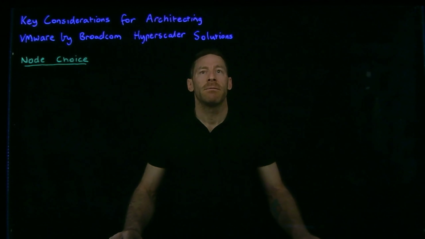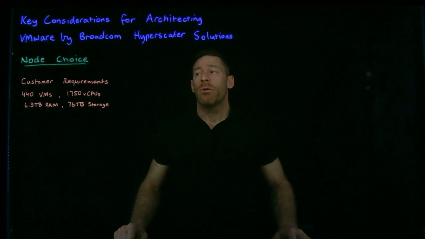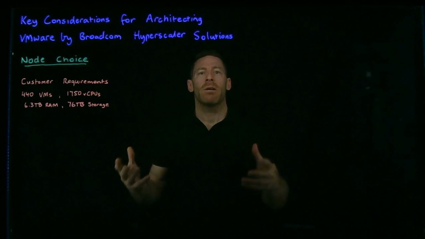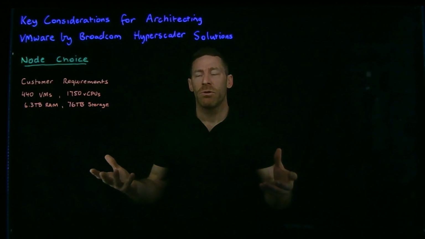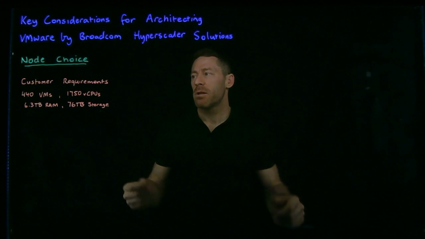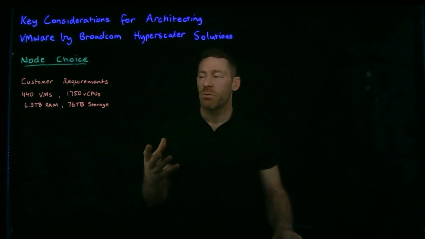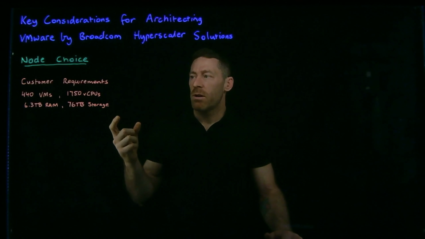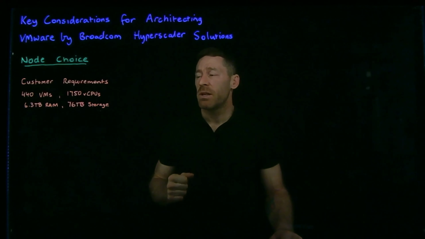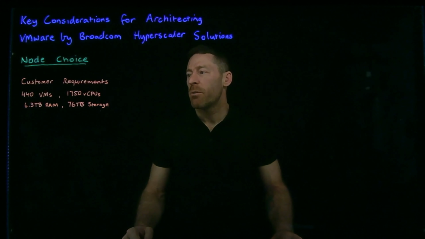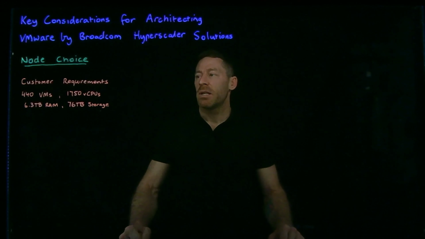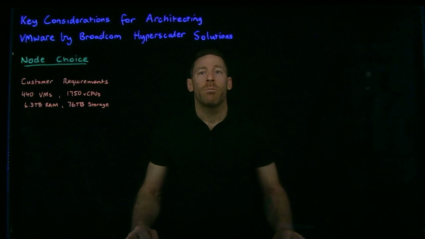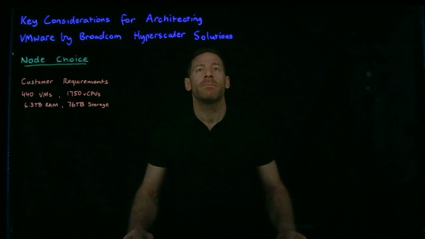Let's get started. Let's start by looking at our customer's requirements, because obviously the requirements are critical to making sure we choose the right node size and the right cluster size and things like that. So this customer, quite a small customer, has only got 440 virtual machines. They've got 1,750 vCPUs, 6.3 terabytes of RAM, and 76 terabytes of storage. Let's now check out the different node options we have for this example.